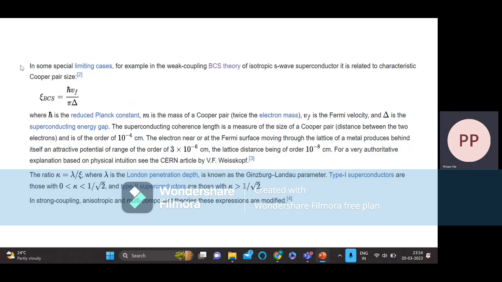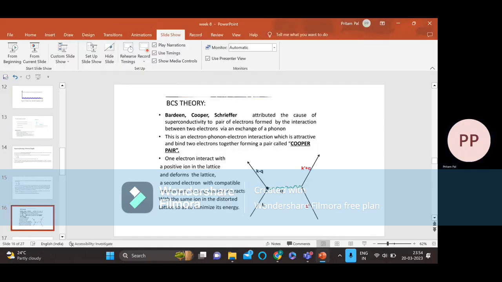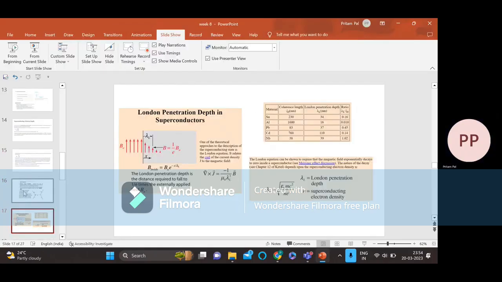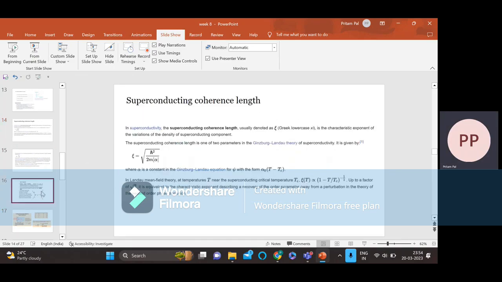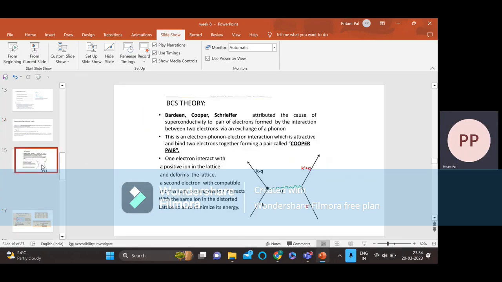I'll put it in presentation mode. In some special limiting cases, for example, in weak coupling BCS theory... One second, it's better if I just... So, what do you mean by the BCS theory? I'll tell you this first. There will be a slight rearrangement in the slides.